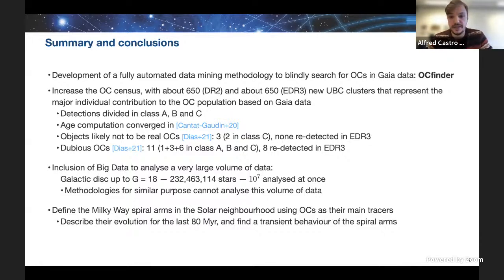And using this cluster sample, we were able to describe the spiral arms in the solar neighborhood and also trace the evolution for the last, say, 80 million years. And we could disfavor this density wave like spiral arms and favor the transient behavior of the spiral arms.